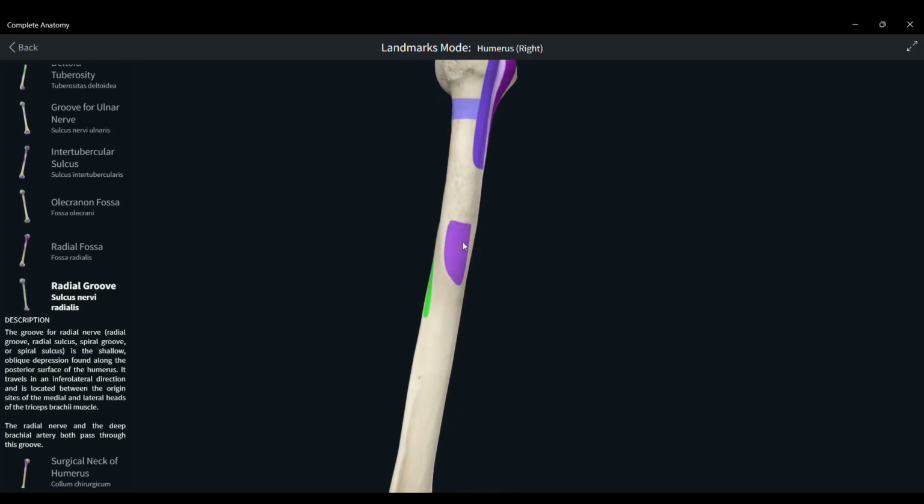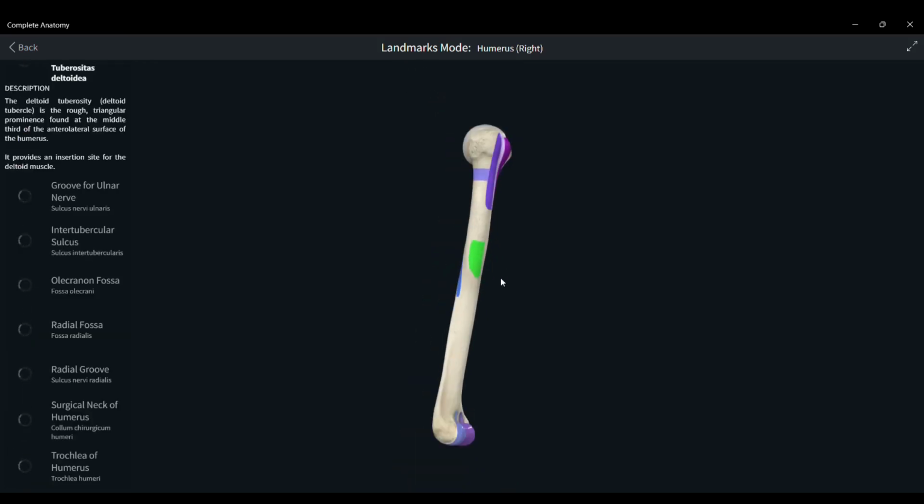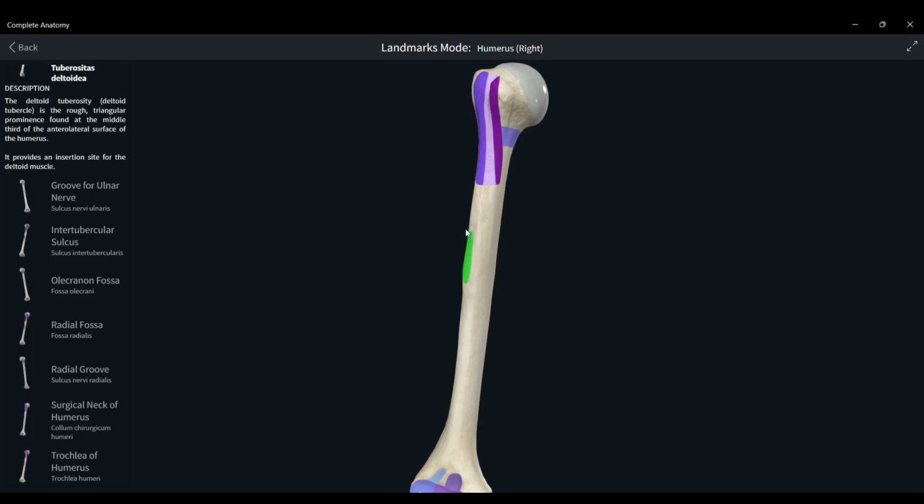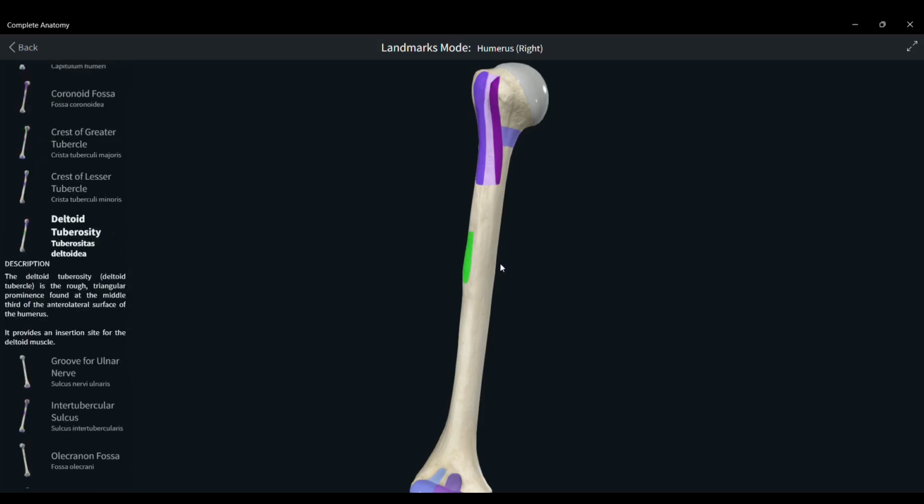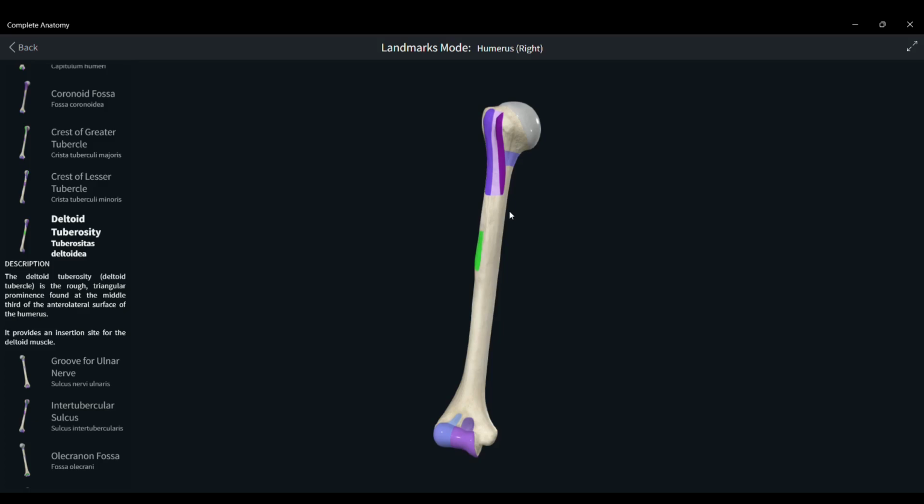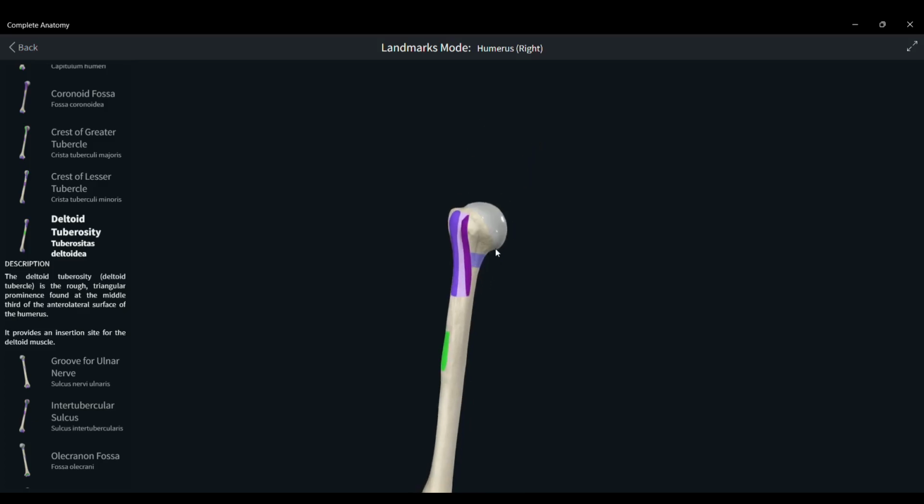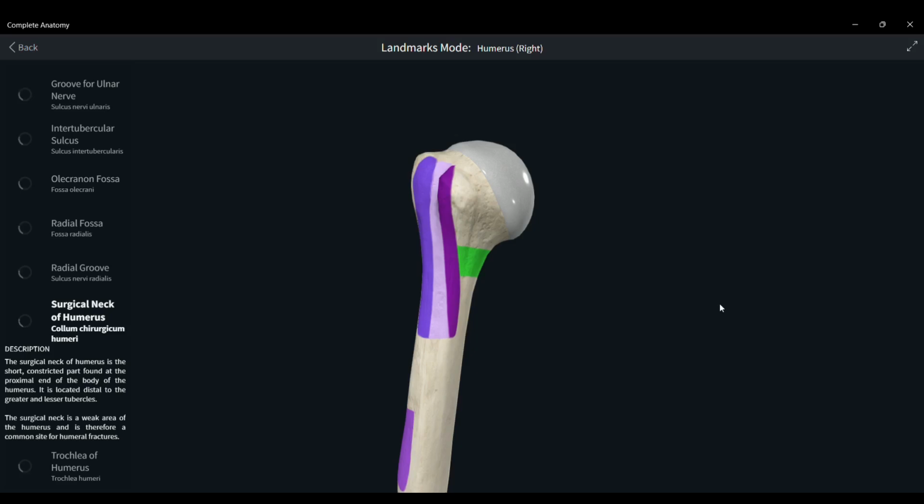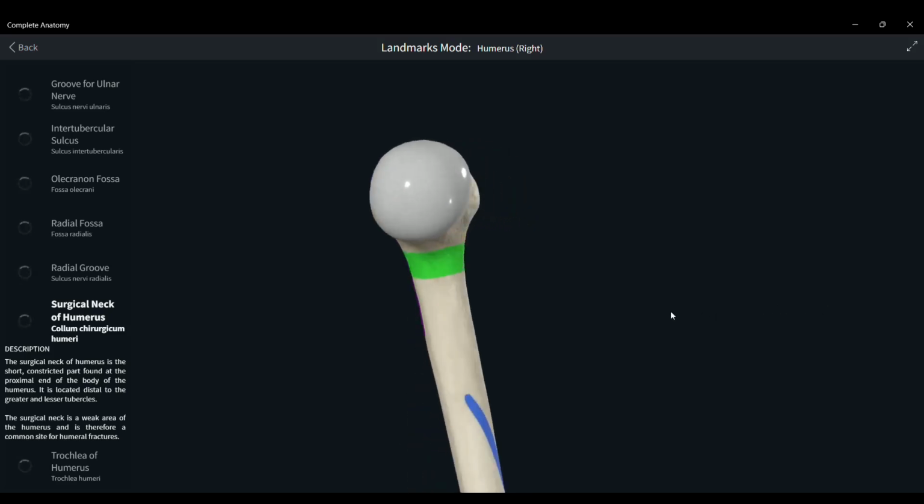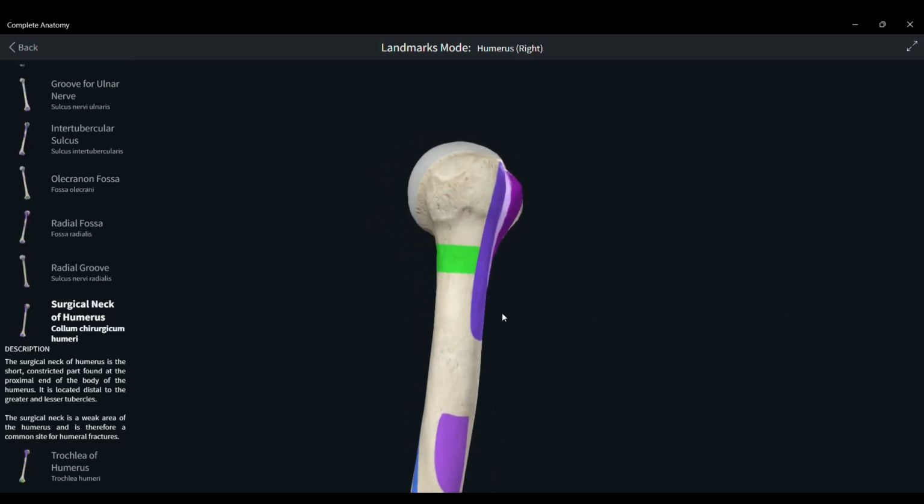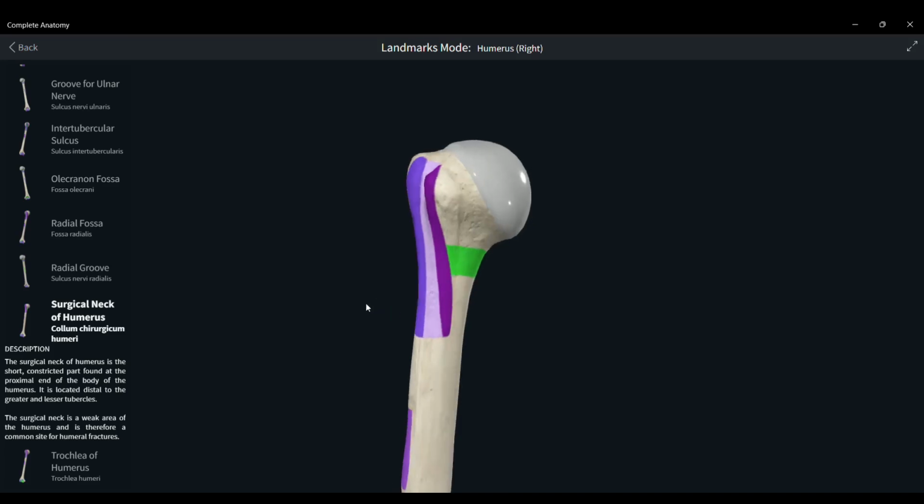On the outer middle third of the shaft there is a broad rough surface, the tuberositas deltoidea. Here attaches the deltoid muscle, the main mover in raising and swinging the arm forward and backward. At the junction of the proximal end and the shaft lies the collum chirurgicum humeri, the surgical neck. This is a mechanically weaker zone, and fractures of the upper limb often occur here when falling on the arm.